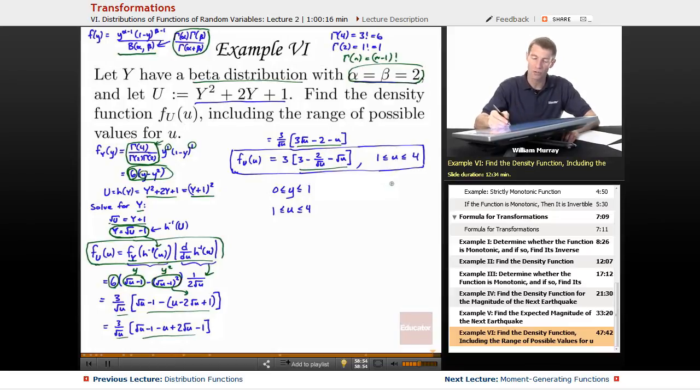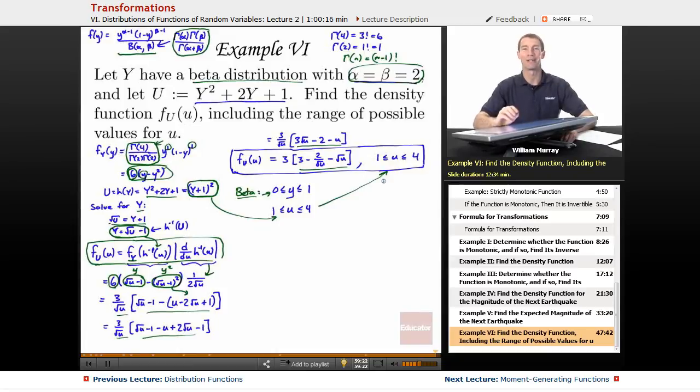The way I got the range for u was I remembered that the range for a beta distribution is always y goes from 0 to 1. And so I took those values of y and plugged those into my function for u. So u is (y plus 1) squared. That's how I got u goes from 1 to 4 when y goes from 0 to 1. So that's where my range of values for u comes from. So that wraps up example 6, and that's the last example for this lecture on the method of transformations.